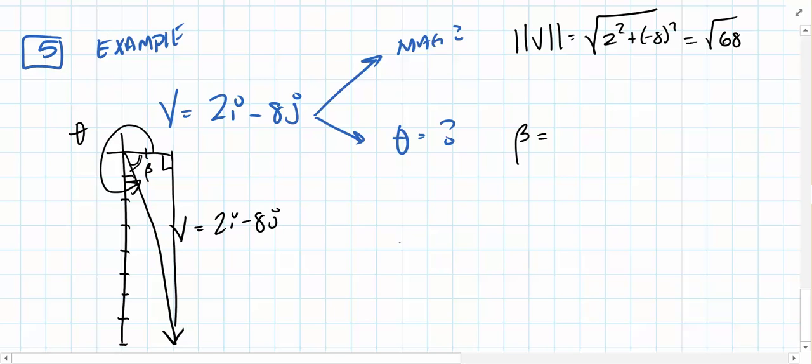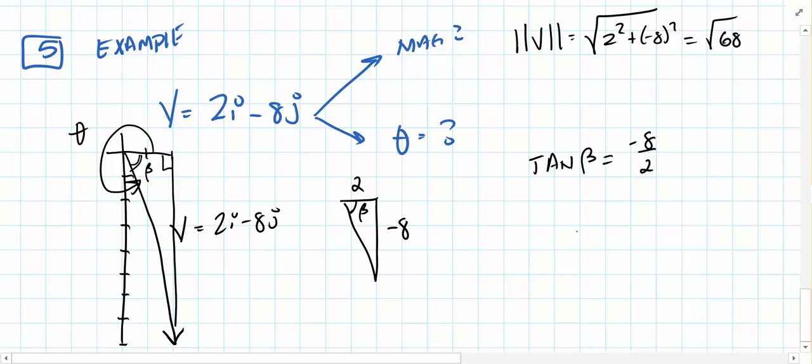Could I get that? What do I know about beta? Well, think about it. There's a triangle here, right? If this little angle is here, this is 2, this is negative 8, what do I know? Tell me something that we know. Call this beta. Ah, there it is. Good. The tangent of beta is what over what? Negative 8 over 2. Very good. Negative 8 divided by 2. Therefore, beta is going to be the inverse tangent of negative 8 divided by 2. We need to figure this out. So on the calculators, what's the inverse tangent of negative 8 over 2?